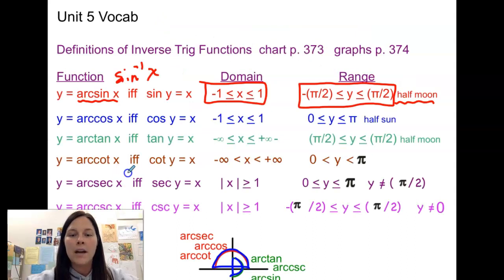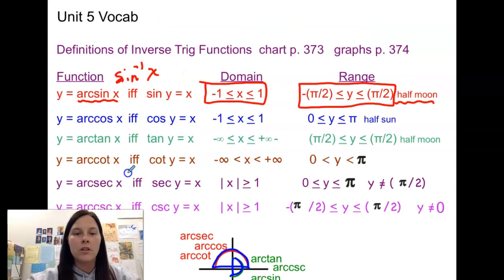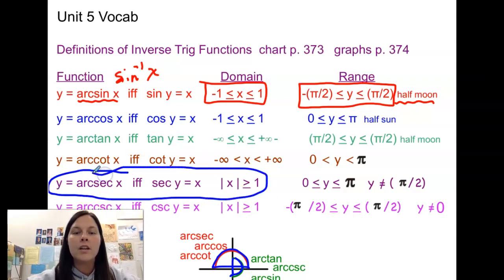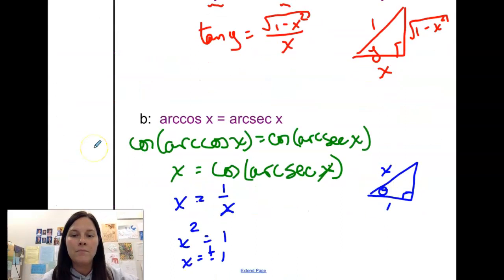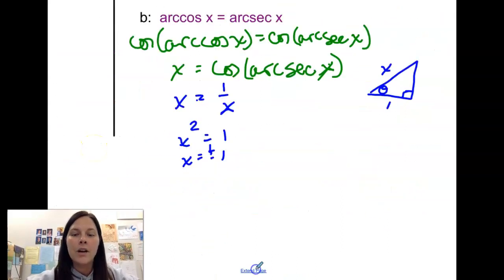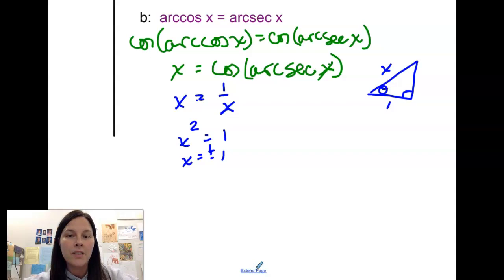I wanted to jump back to this page because I'm sure not all of you have the domain for arcsecant memorized. Notice it says the absolute value of x has to be greater than or equal to 1. That means we can put 1 and bigger into our arcsecant function, along with -1 or smaller. So both of these answers that we got on this problem, positive and -1, both fit into the domain of the arcsecant function, so they are both possibilities.